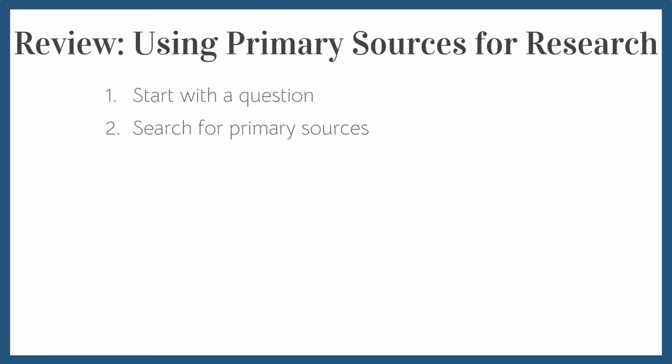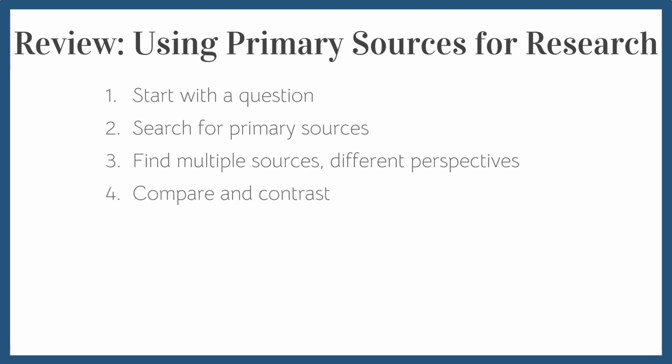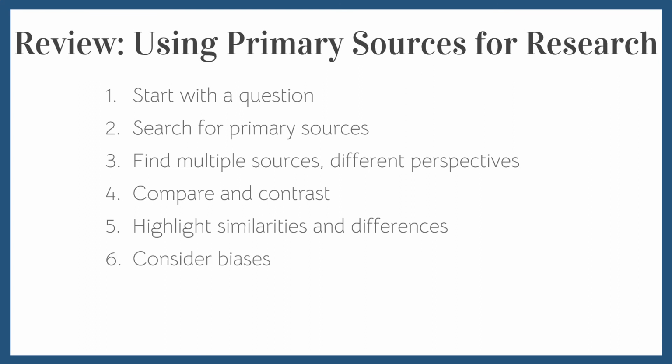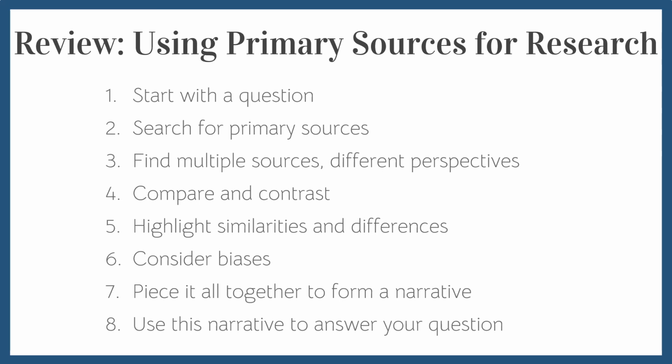So let's review how we can use primary sources to enhance our understanding of topics in history. You start with a question. Then you search for as many primary sources as possible. The more the better. Find a variety of materials that represent various perspectives, like newspapers, personal letters, diaries, and even cartoons. Compare and contrast them, highlighting similarities and differences. Consider the biases of the author and also your own. Then piece what you found together to form a narrative, understanding the big picture through its individual parts. Finally, use this narrative to answer your question.